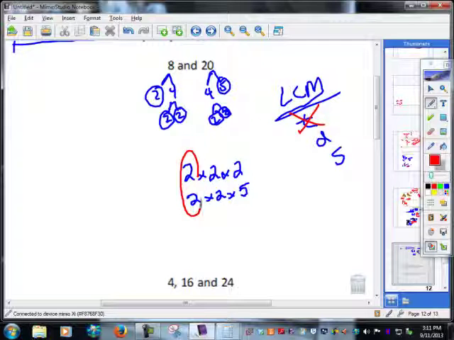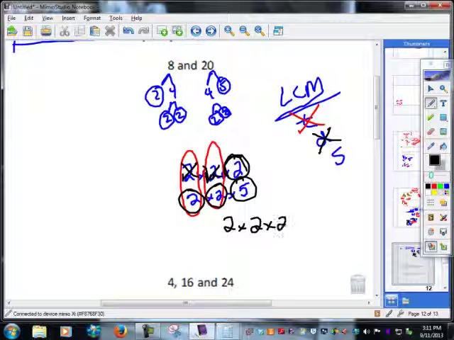I see double twos. Now remember, I'm going to take one of those twos, and I'm going to cross one off and circle one. I'm going to cross one off, I'm going to circle one. I'm done with my doubles. Now I just need to circle my singles. And then everything that I have circled here, 2 times 2 times 2 times 5, I'm going to multiply that out, and I'm going to get 40. My least common multiple is 40.